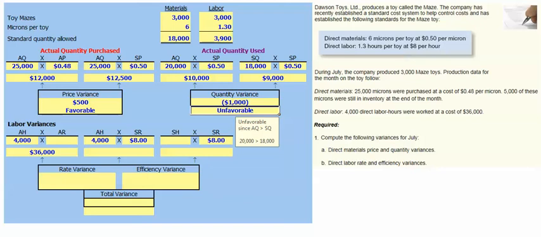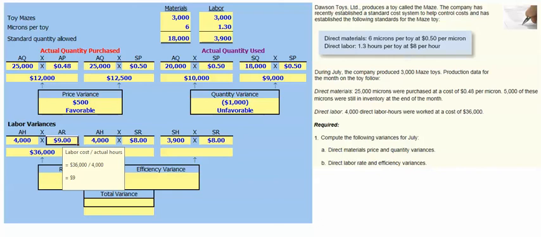Moving on to our labor variances. Our standard hours allowed would have been 3,900, which we calculated above. And we can back into an actual rate, which will be useful for evaluating whether our rate variance is favorable or unfavorable. If we take our total labor cost of $36,000 and divide it by our 4,000 actual hours, we get an actual labor rate of $9 per hour.